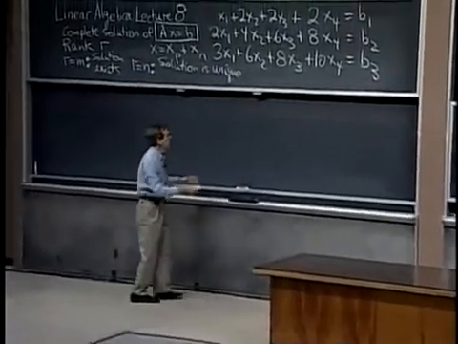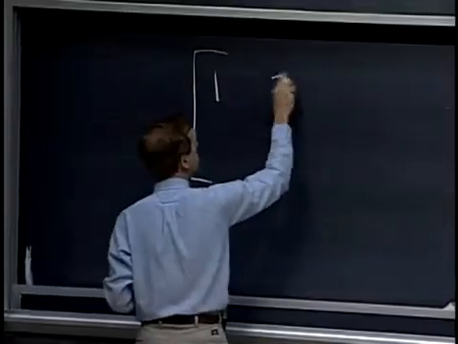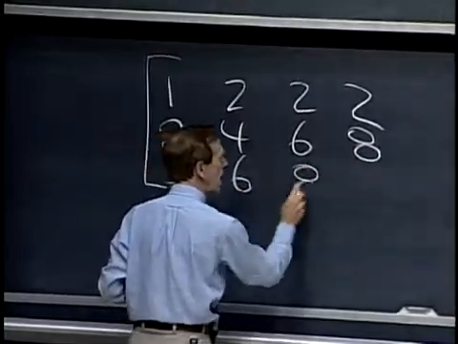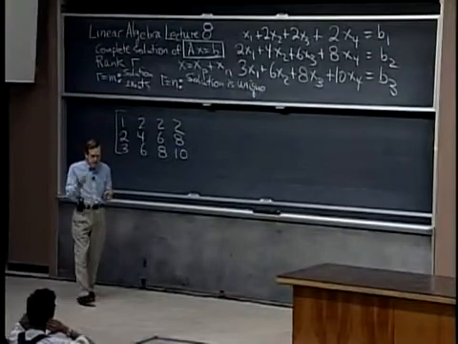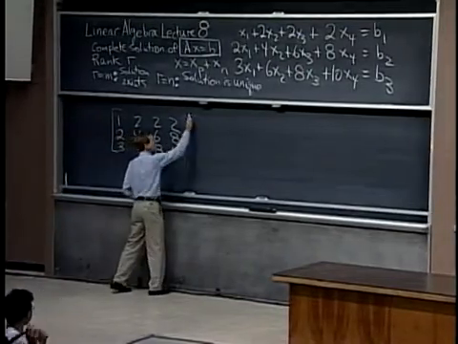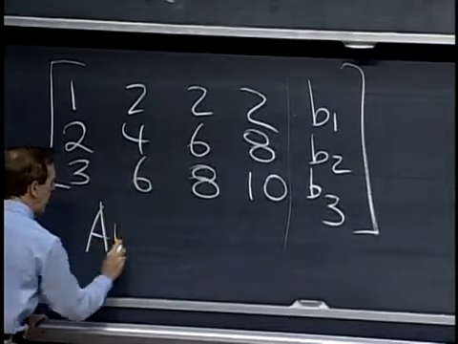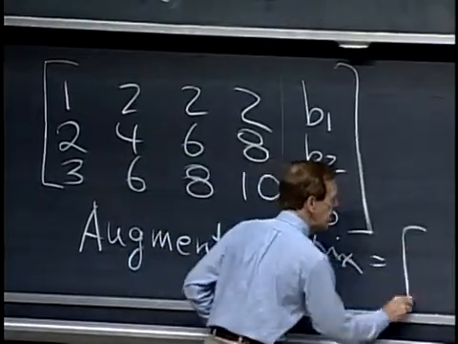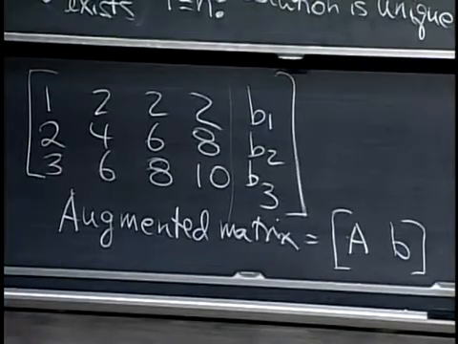Okay, so let me take that example and write down, instead of copying out all the plus signs, the matrix 1, 2, 2, 2; 2, 4, 6, 8; and 3, 6, 8, 10, where the third row is the sum of the first two rows. Now, how do we deal with the right-hand side? We want to do the same thing to the right-hand side that we're doing to these rows on the left side. So we just tack on the right-hand side as another vector, another column. So this is the augmented matrix. It's the matrix A with the vector b tacked on. In MATLAB, that's all you would need to type. Okay, so we do elimination on that.